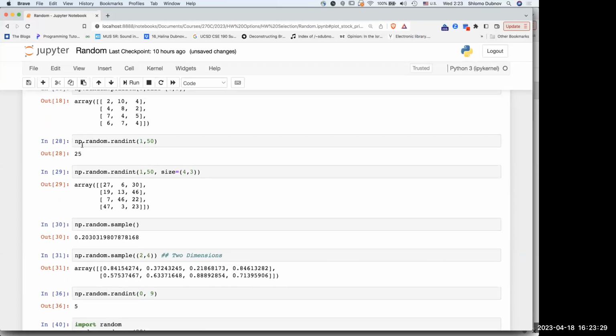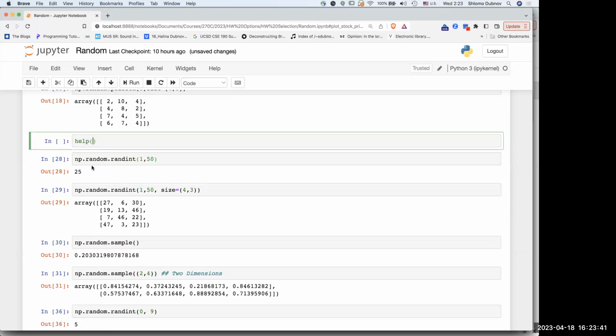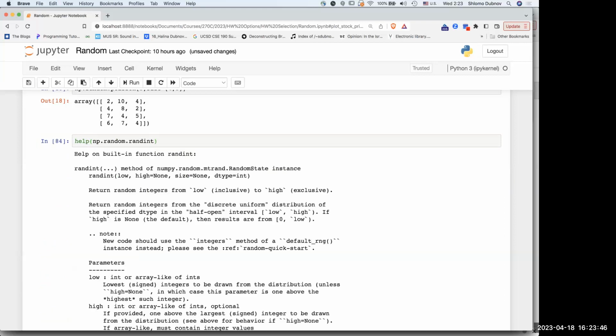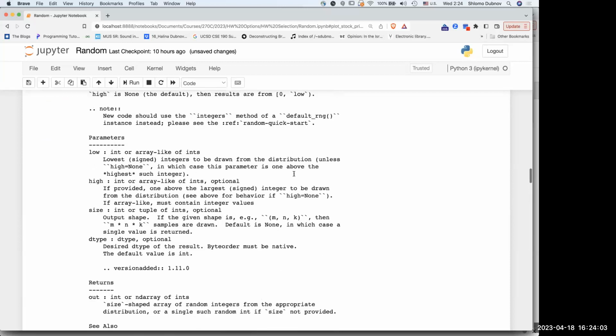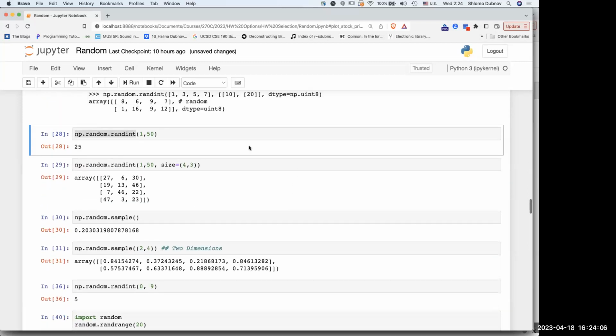Now, randint, you get a random integer up to 150. Let me just make sure again that I'm not confusing you, because you're going to have to look up the exact definitions of these methods. Return random integers from a discrete uniform distribution between low and high. If high is None, then the results are from 0 to low. So let's see what we had here. Yeah, you'll get a number of about 50.